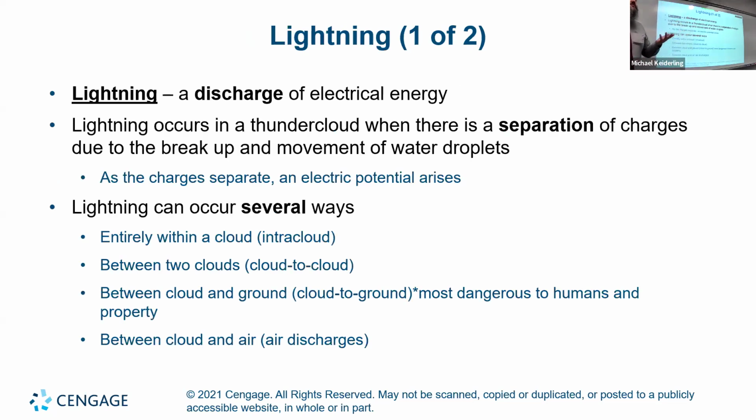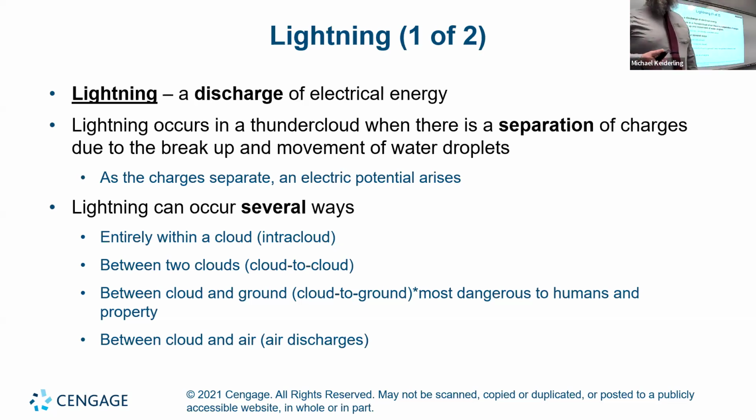So lightning is a discharge of electrical energy, and it occurs in a thundercloud when there is a separation of charges due to the breakup and movement of water droplets. Basically, as water droplets rub against each other and move around, there could be a separation of charges. And as the charges separate, an electric potential arises. I think negative charges go up and positive charges go down, but I might have it backwards. But you have opposite charges at opposite ends of the cloud. So lightning is a way to correct that by moving the charge around.